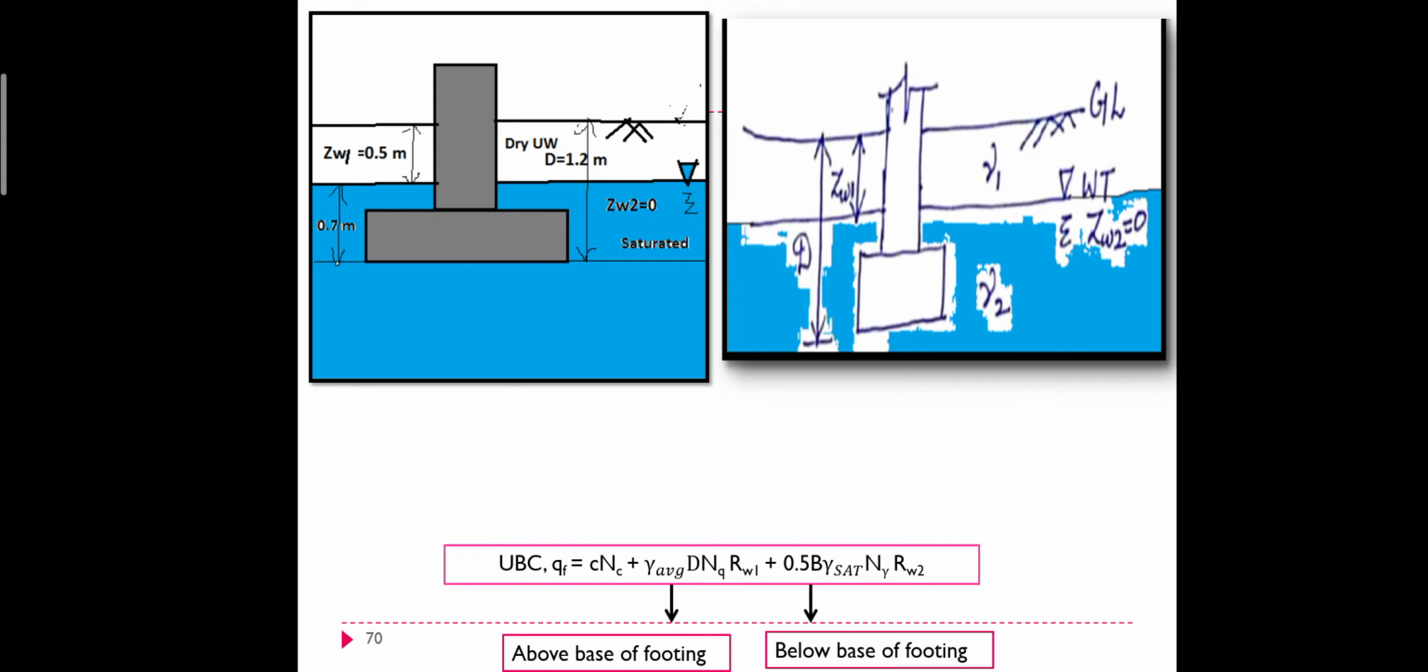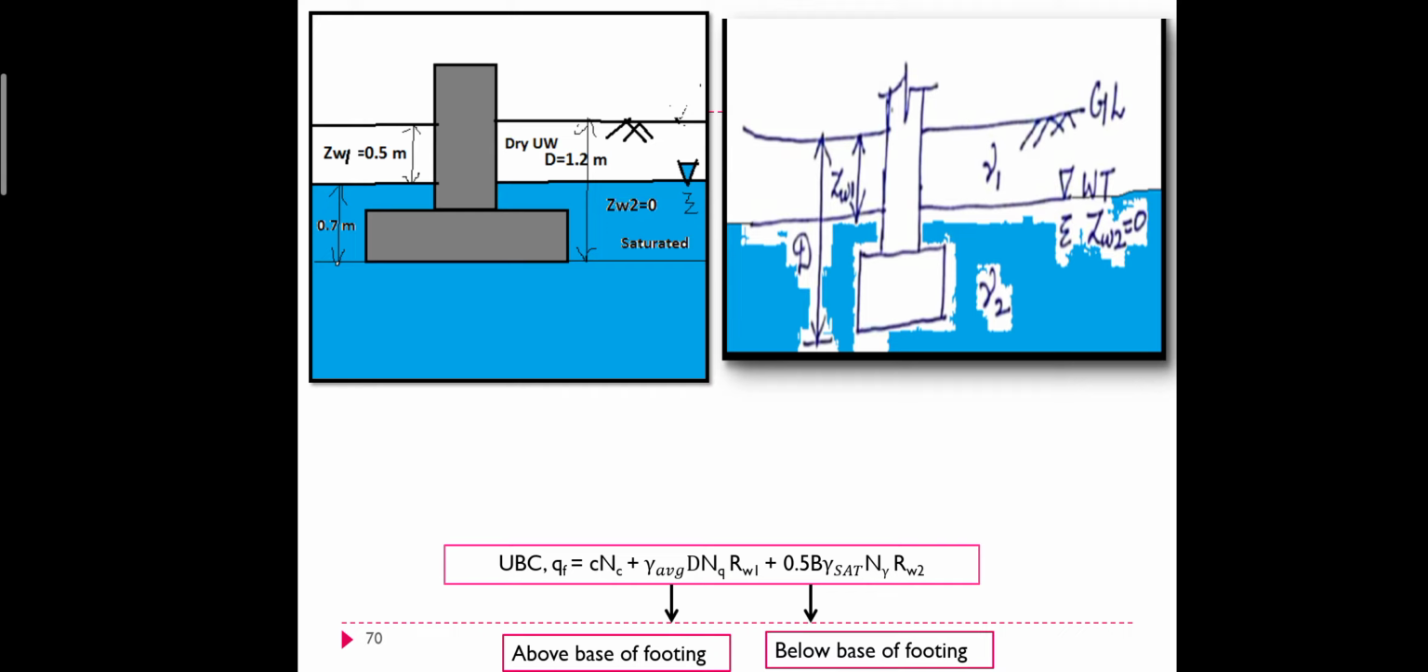Left side picture, the depth of the foundation is 1.2 meter. Fourth case question enna kuduthirukanga, the depth of the water is 0.5 meter below the ground level. So 0.5 meter keela draw the water table. So water table adu keela full water. Now above the base of the footing, depth is 1.2 meter. Here ZW2 is 0 because there is no distance from the base of the footing to water table.